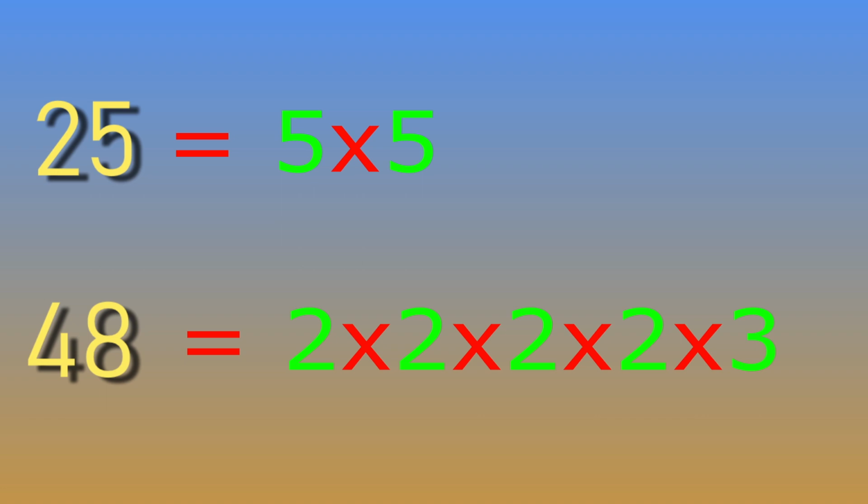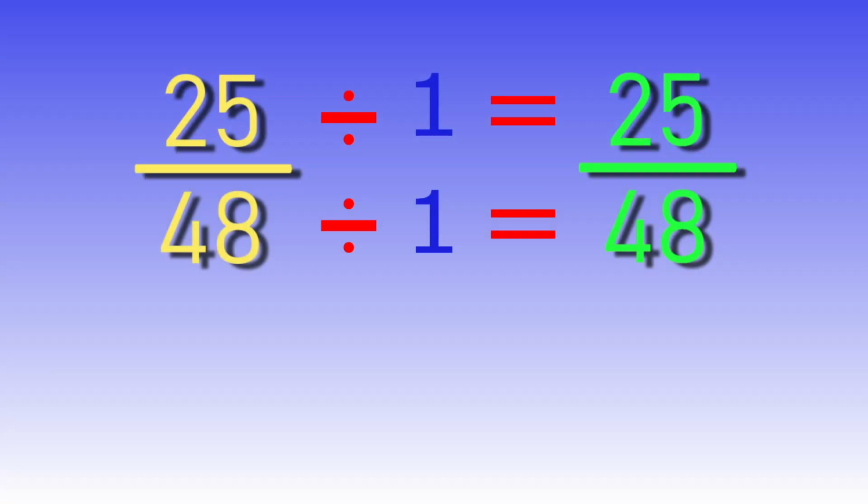We now look for pairs of numbers across these two prime factorizations. Well, 48 and 25 share no factors at all. There are no 5's in the prime factorization of 48, and there is no 2 nor 3 in the prime factorization of 25. They have no common factors, so there are no pairs for us to make between the factorizations. 25 and 48 have no common factor, so 25 over 48 cannot be reduced further, which is what we saw with the more common method.